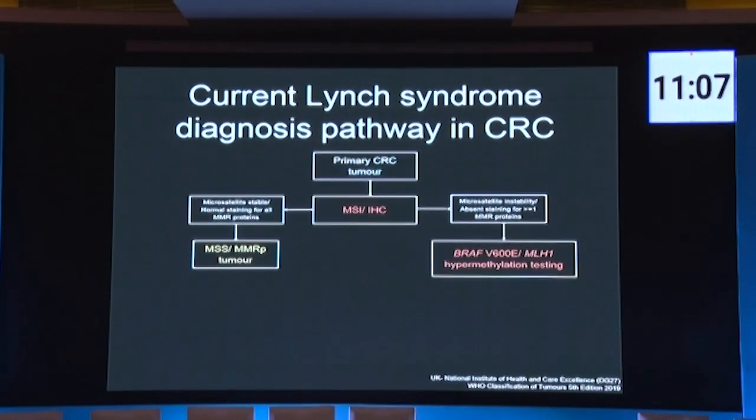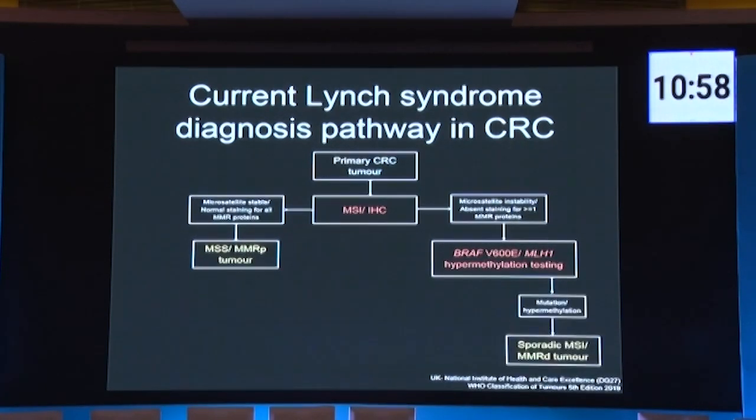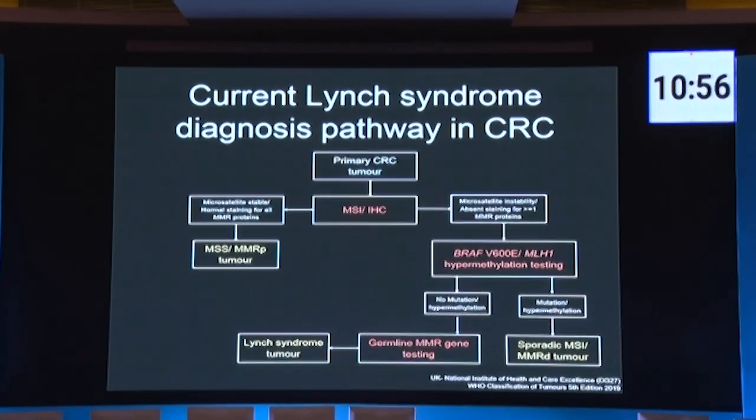But if they have microsatellite instability, then you either offer them BRAF testing or MLH1 hypermethylation testing. And if they have no mutation or their MLH1 is not hypermethylated, well, then you offer them the germline mismatch repair gene testing, which then leads to identification of whether they are Lynch syndrome carriers or not. So that's a pretty lengthy pathway to answer a very simple question.